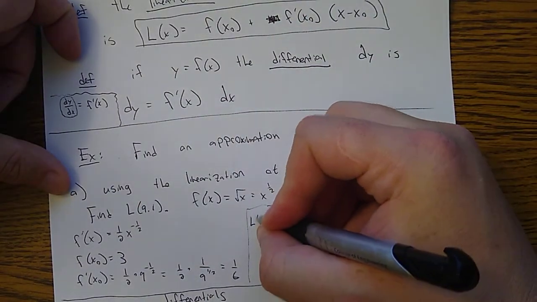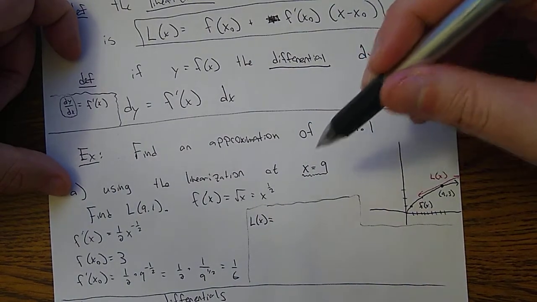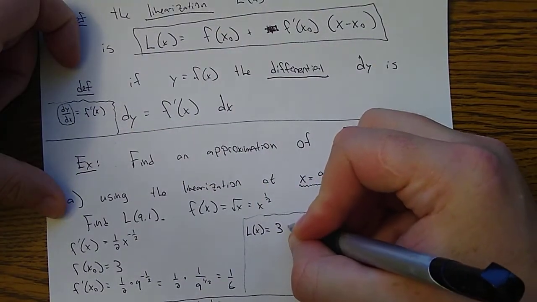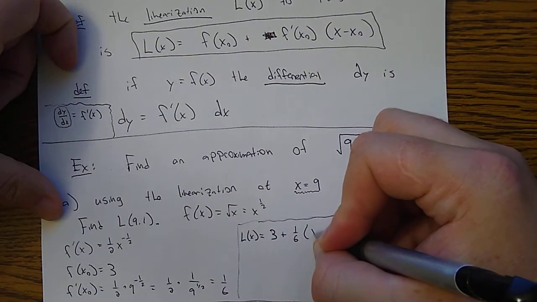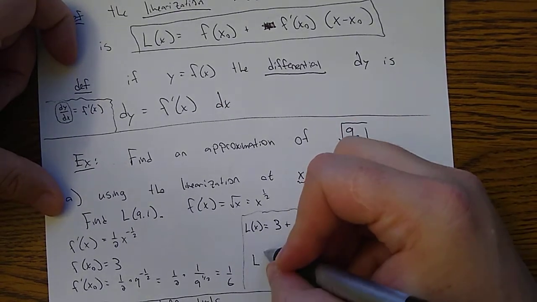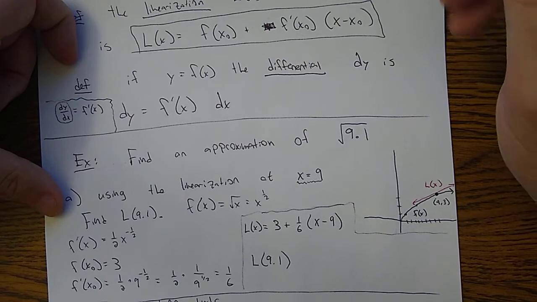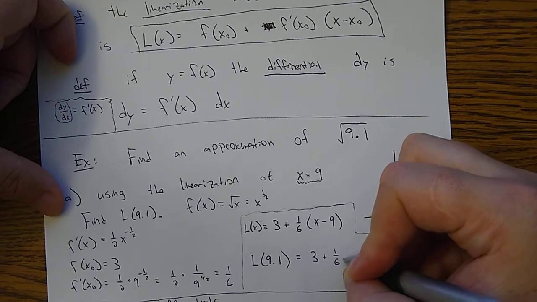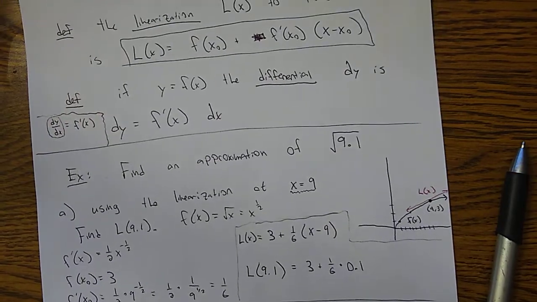Right, so I think I'm ready to just write down L of x. It would be f of x naught, which is 3, plus f prime of x naught, which is 1/6, times x minus x naught. Finally, what did I want? I really wanted L of 9.1. So what I get is 3 plus 1/6 times 0.1, right?